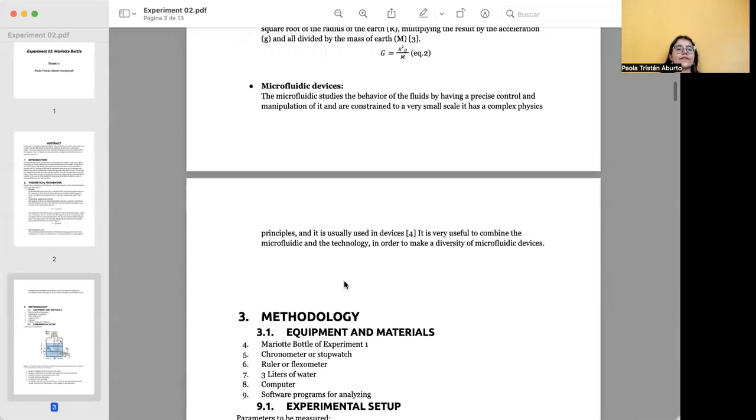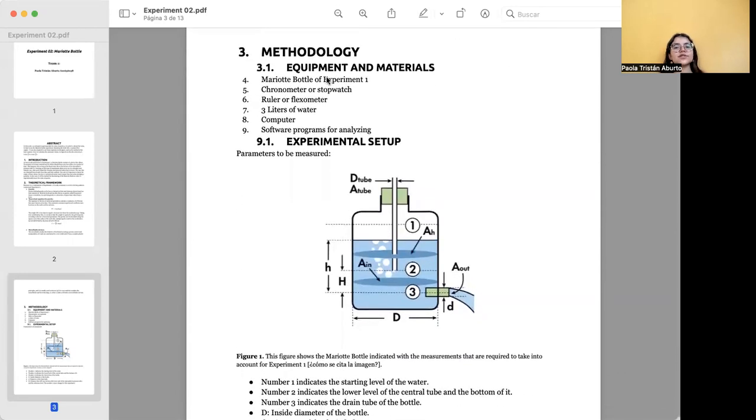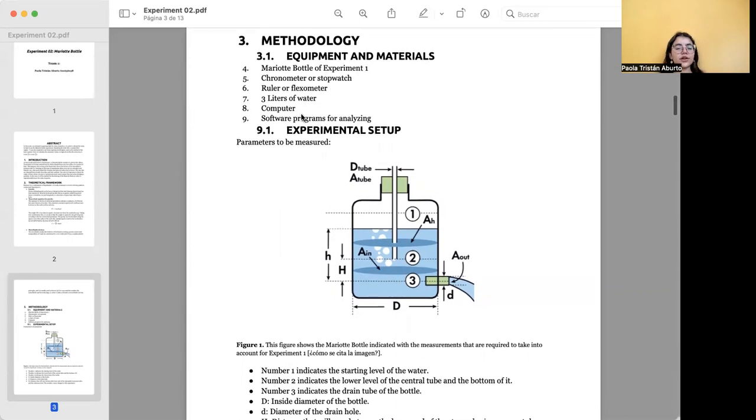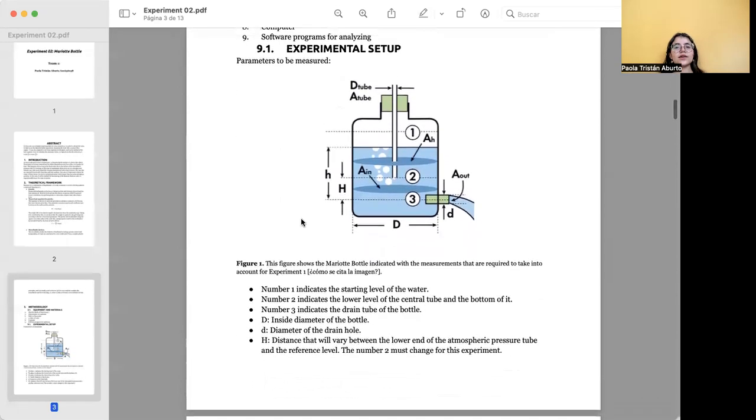We also see that we are using microfluidic devices, and microfluidics is defined as the study of the behavior of fluids by having precise control and manipulation of them, constrained or limited to a very small scale. For the methodology, we use this equipment and these materials: a Marriott bottle, a chronometer, a ruler, 3 liters of water, a computer, and software for analyzing.